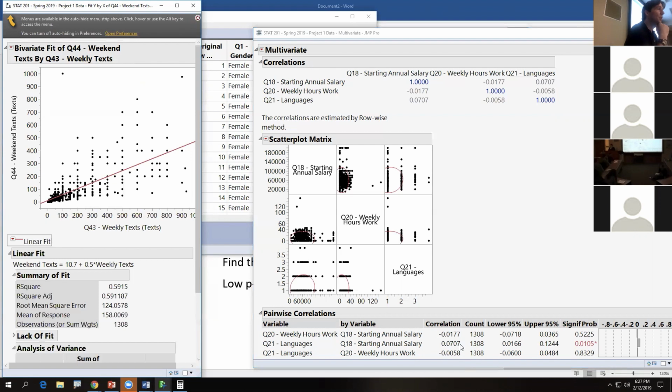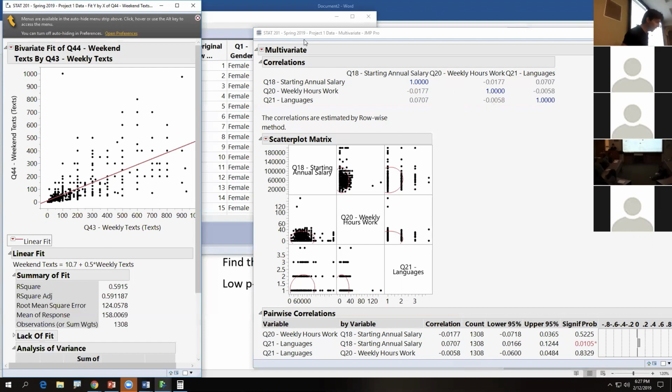Finding the strongest and the weakest correlation. The strongest would be the one closest to positive or negative 1. So this is the strongest. You see how it's 0.07? That's closest. And the negative right here, the weakest is this one. Why is this the weakest?